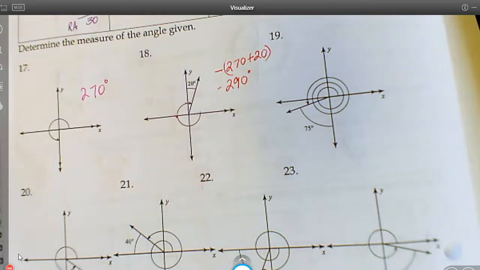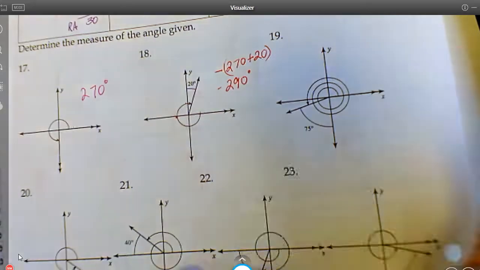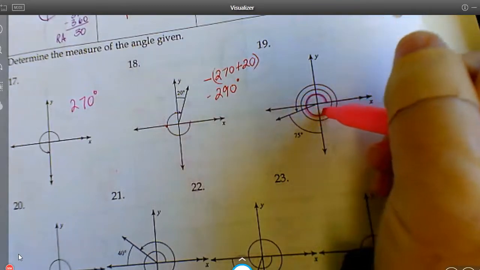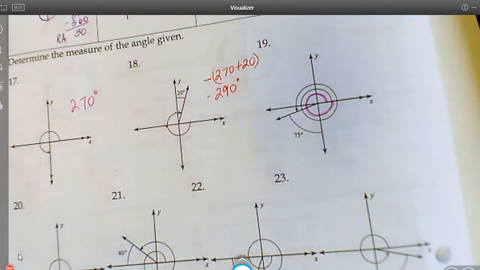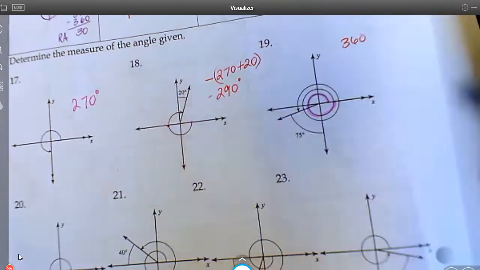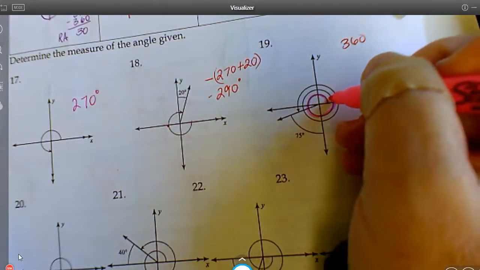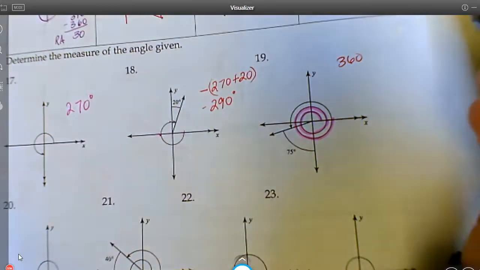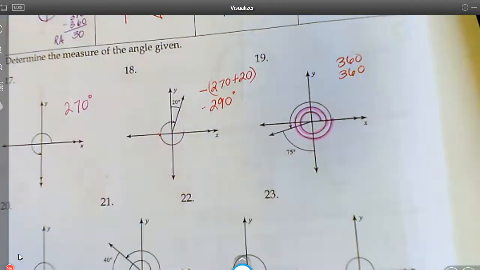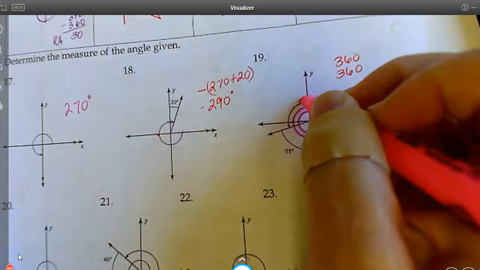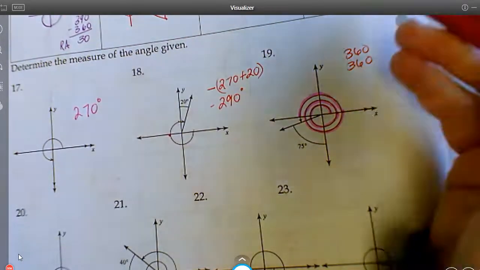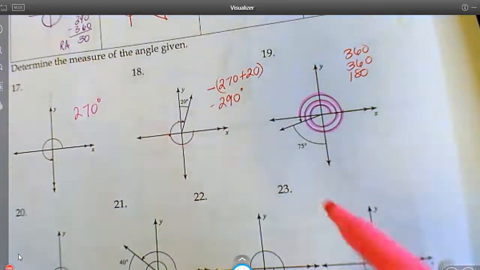Alright, number 19 looks really weird. And I'm going to do it in pieces. Okay? So start in the center. Is it going to be positive or negative? Positive. So one circle is 360. Okay, and then I'm going to go another circle. So there's another 360. I'm not going to go another full circle, but I go another 180. And then I got to go a little bit more.